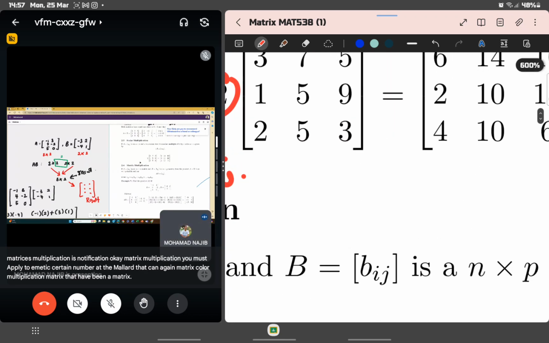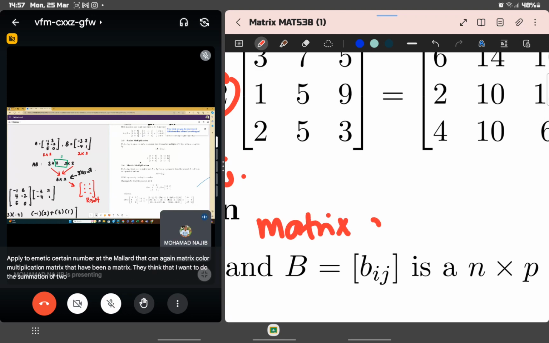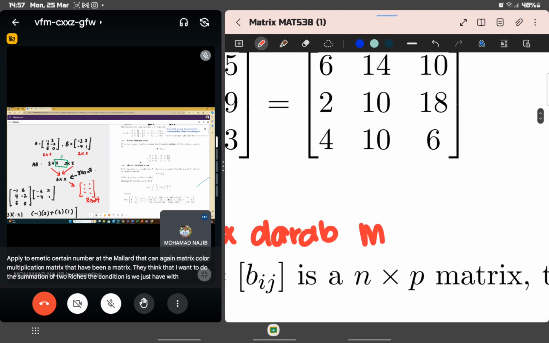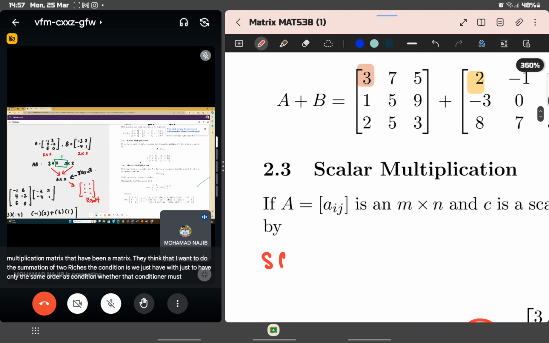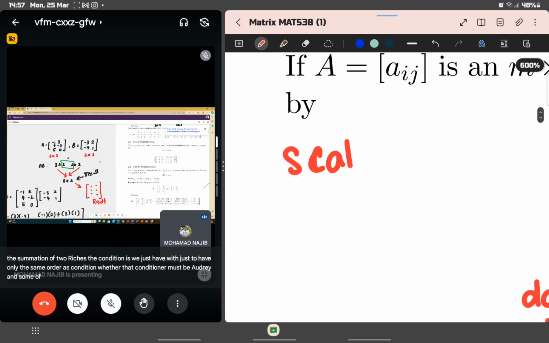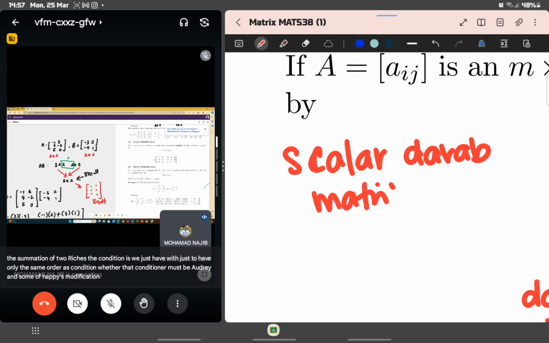Matrix darab matrix. Kalau kita, if we want to do the summation of two matrices, the condition is we just have to have only the same order as condition. Betul tak? Condition dia mesti order yang sama. Tapi kalau masuk matrices multiplication ni, dia tak tengok order. Dia tengok order tapi dia tak mesti yang sama.